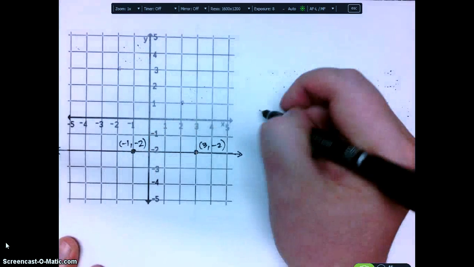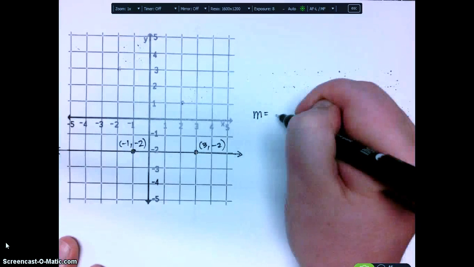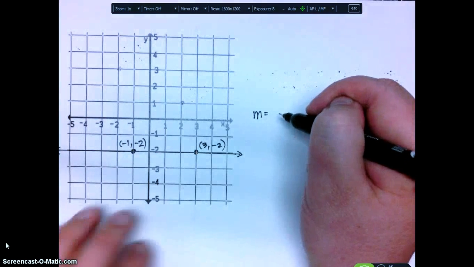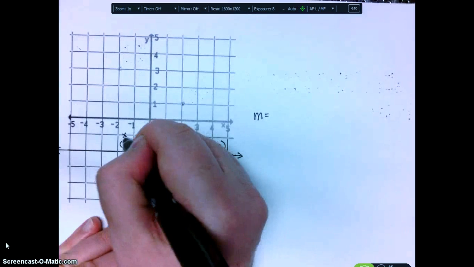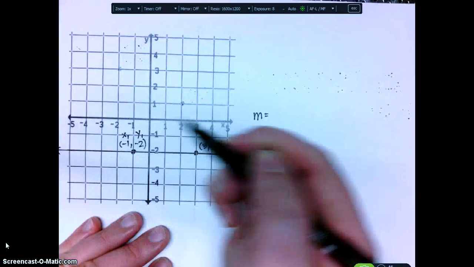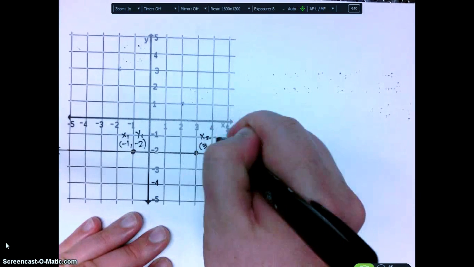And using my formula, I can figure out what the slope is. So I'm going to label these. This is going to be my x1 and my y1. This is going to be my x2 and my y2.